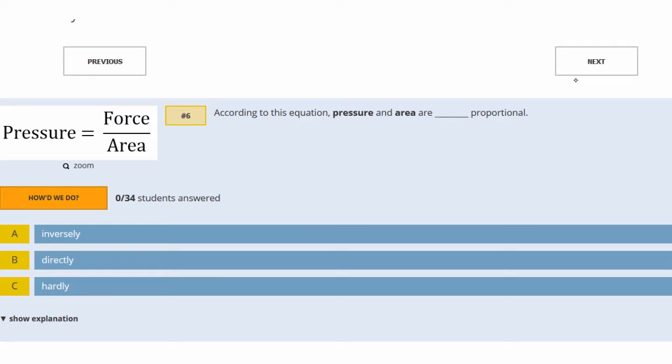According to this equation, pressure and area are, talk to the neighbor if you need to, are they inversely proportional, directly proportional, or hardly proportional?